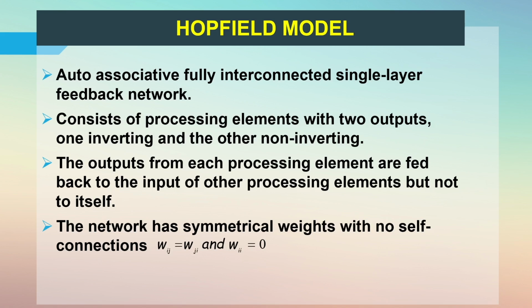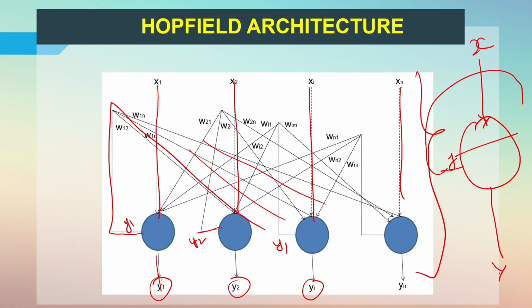What is this Hopfield model telling us? It is an auto-associative, fully interconnected single layer feedback network. It consists of processing elements with two outputs, one inverting and the other non-inverting. This is one output and this is the other output. Inverting means it is giving feedback, it is fed to the neighboring element. So, one is inverting and the other is non-inverting.